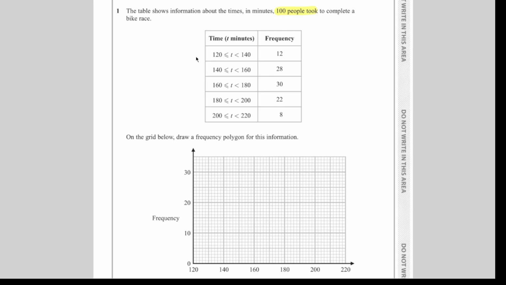When a class boundary is given, to get the class midpoint, you need to add the two class boundaries together and divide by 2. So let's add the two class boundaries together. In this case, 120. So let's write class midpoint here. You have to have another column, class midpoint.